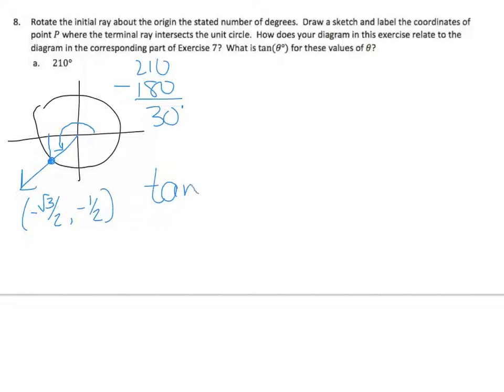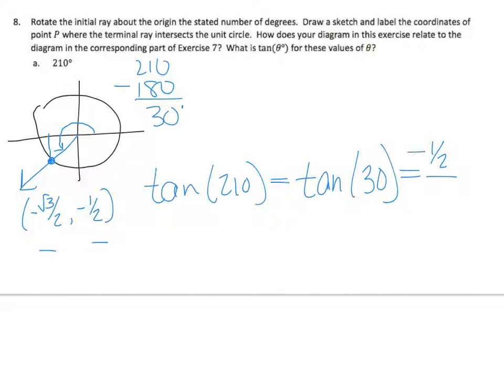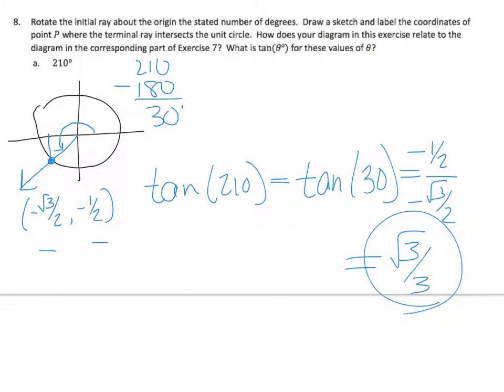So tangent of 210 is going to be tan of 30. It's positive, right? Because we're doing y over x, so negative over negative is a positive. And if we do y over x, negative 1/2 over negative root 3 over 2, that simplifies to root 3 over 3 because we have to rationalize our denominator.